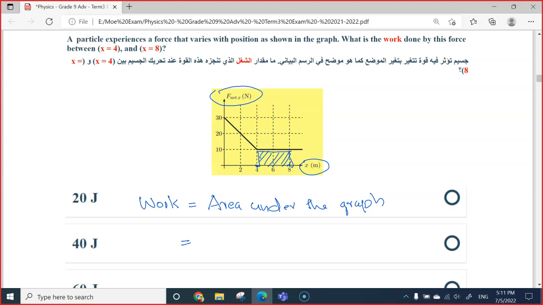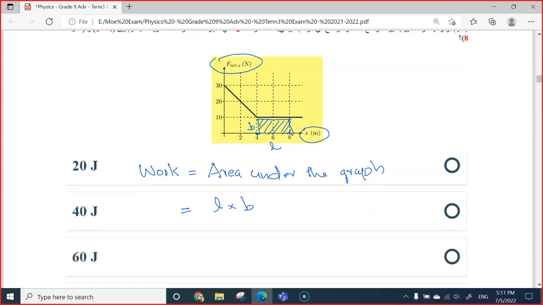So this is a rectangle. To calculate area of the rectangle, you can multiply length into breadth. So length into breadth, that is the equation to calculate area of rectangle. Here length of this rectangular area is from 4 to 8, so length is 4, multiplied by breadth, which is given here, this breadth is equal to 10. 4 into 10, that is 40 joules. So this 40 joule is the answer here.